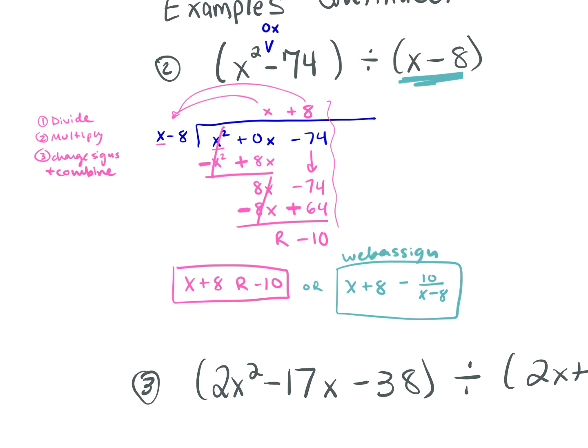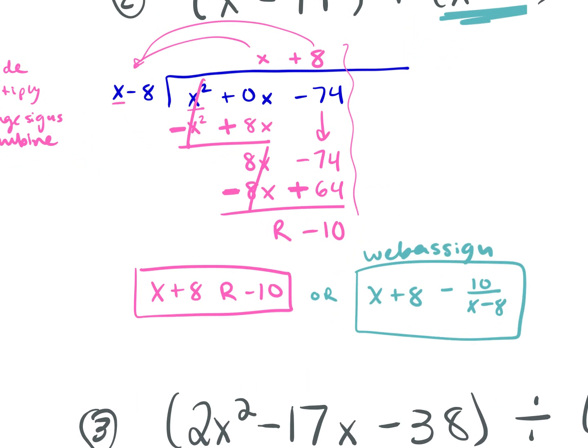If you saw this on an SAT or something like that, it'd probably have it written as a fraction too. It probably wouldn't have remainder negative 10, even though I've seen it both ways on the SAT. But just know that these mean the same thing. But in WebAssign, you're going to have to type it in as a fraction.